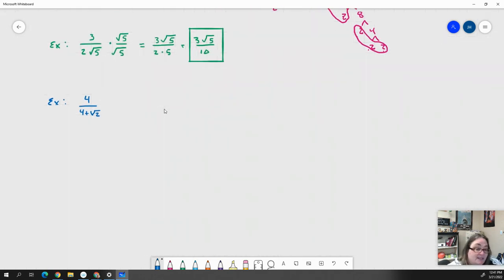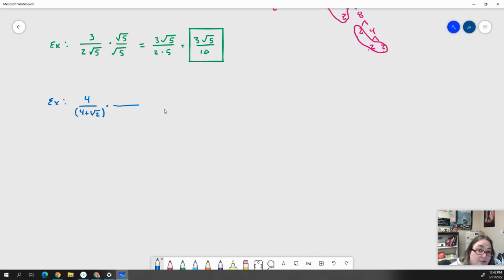I can't just multiply this times the square root of 2 over the square root of 2. Doesn't work because that 4 plus the square root of 2 is one entity, right? I can't factor something out that I'm not able to factor out of both pieces. So what we have to do with this is we would put this in parentheses and we would multiply by what we call the complex conjugate. Well, in this case, it would just be the conjugate.